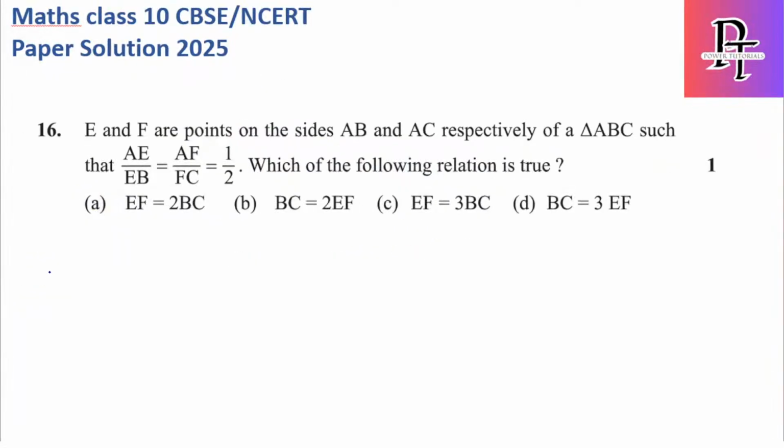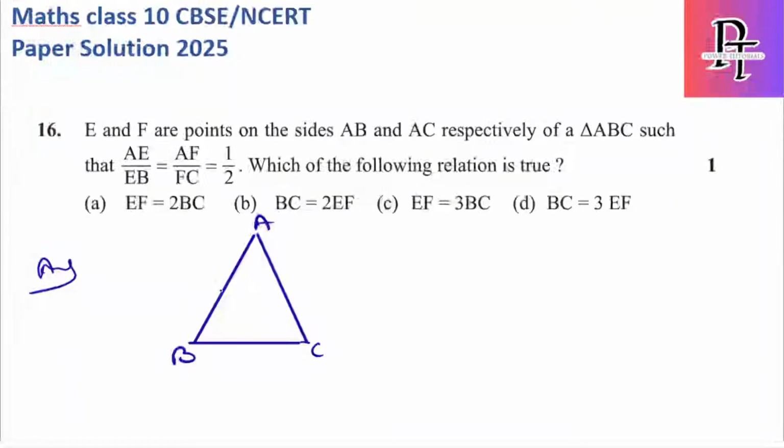Let's move to the 16th. E and F are the points on AB and AC respectively of triangle ABC. Okay, let's take a triangle ABC. You have a triangle ABC and they're saying we have 2 points E and F on the sides this way. The ratio is 1/2. Fine. Which of the following relations is true?